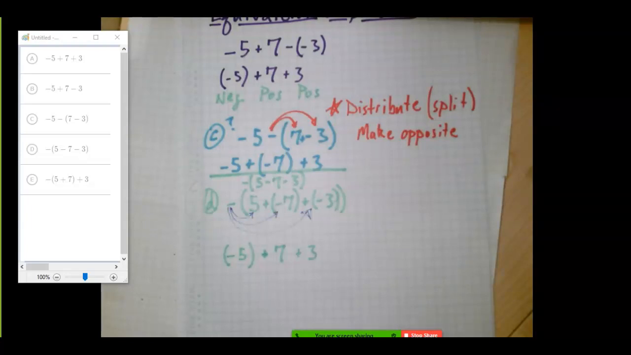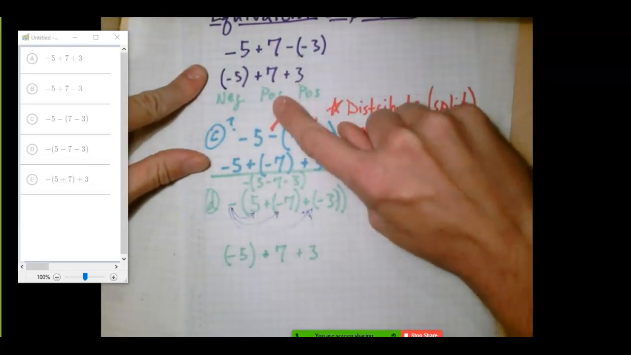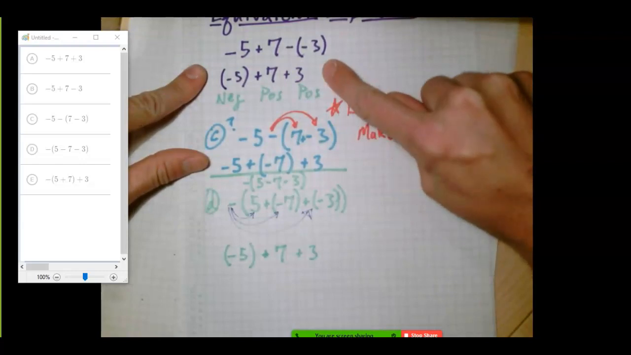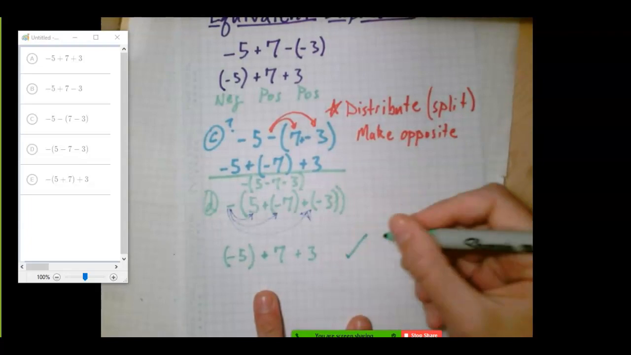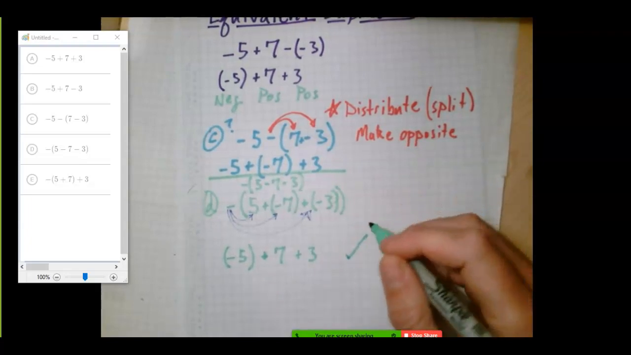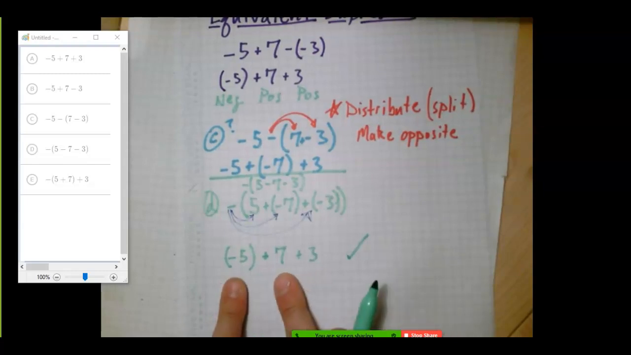Pretty sure, yeah. Yeah, because we wanted a -5, a +7, and a +3. So D also matches what we want. So we said A was a match, and D is now a match because my 5 turned negative, and my 7 and my 3 both turned positive.